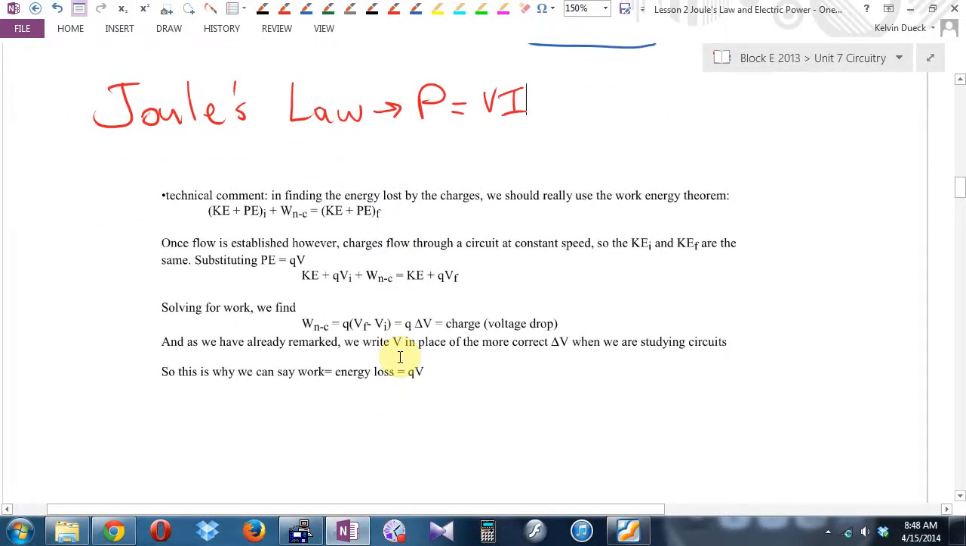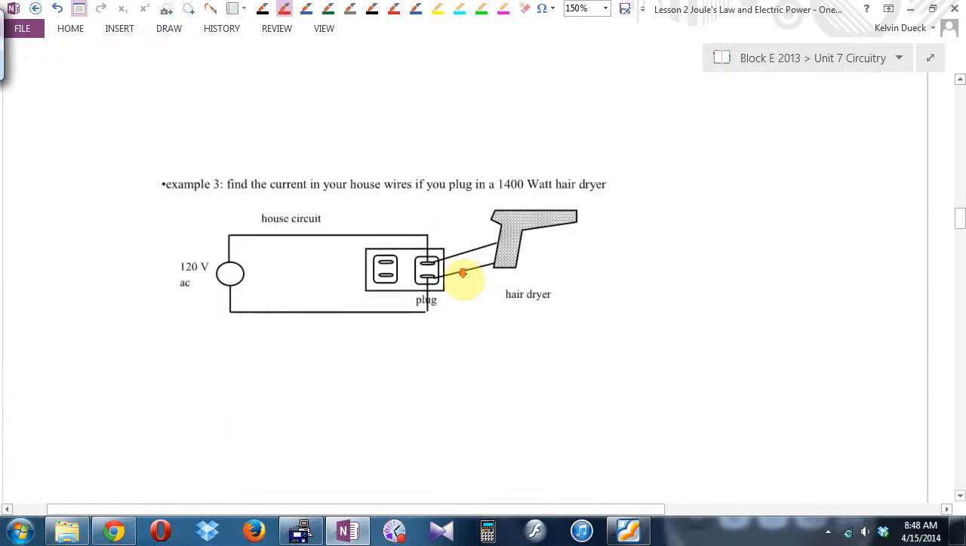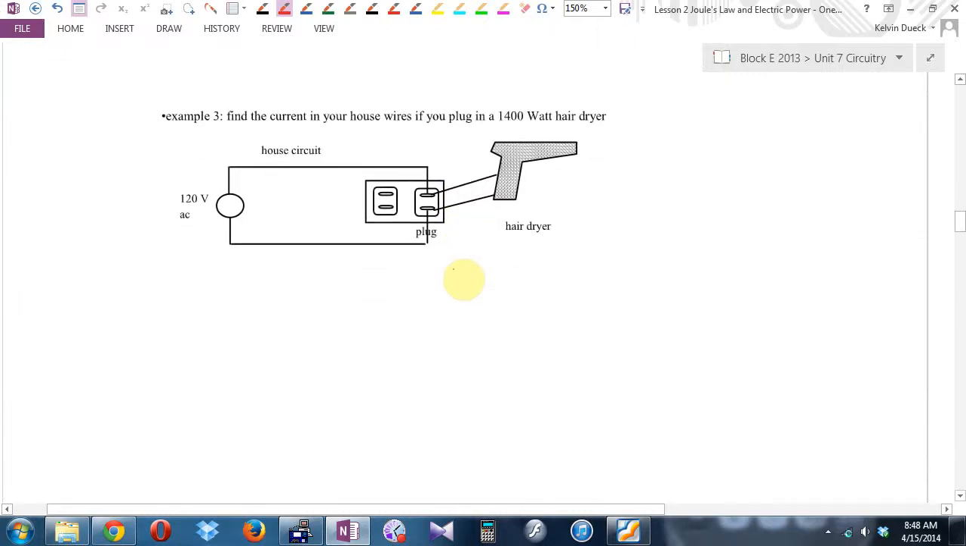Really, to find the energy lost, I should use the work energy theorem. I should use work as change in potential plus change in kinetic. But since we've said that all the charges inside the circuit are being forced to travel at the same speed when they're in the circuit, what's the change in kinetic? If they're all being forced to travel at the same speed, what's their change in kinetic energy? Zero. Nothing. So, you know what? I can just go with that one, QV. Okay? Technical point. So, now we can start to talk about how much current appliances draw.